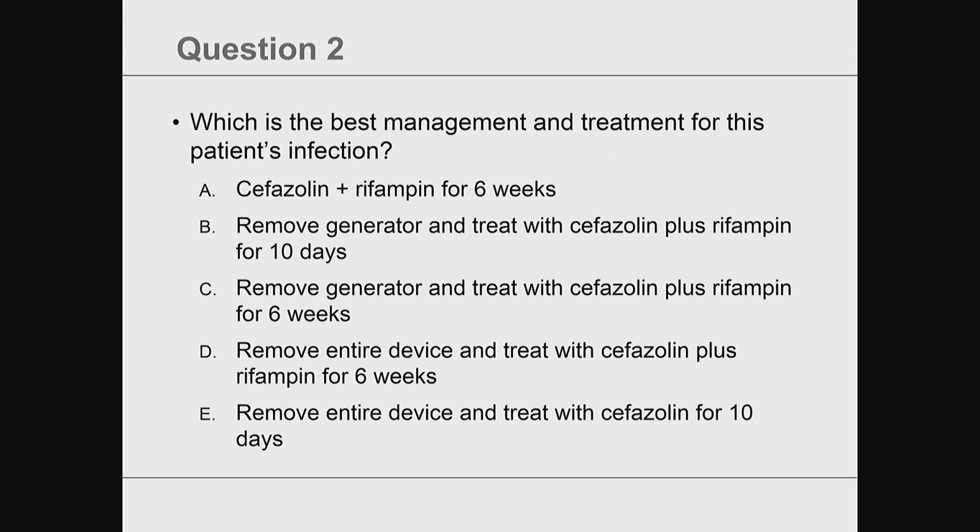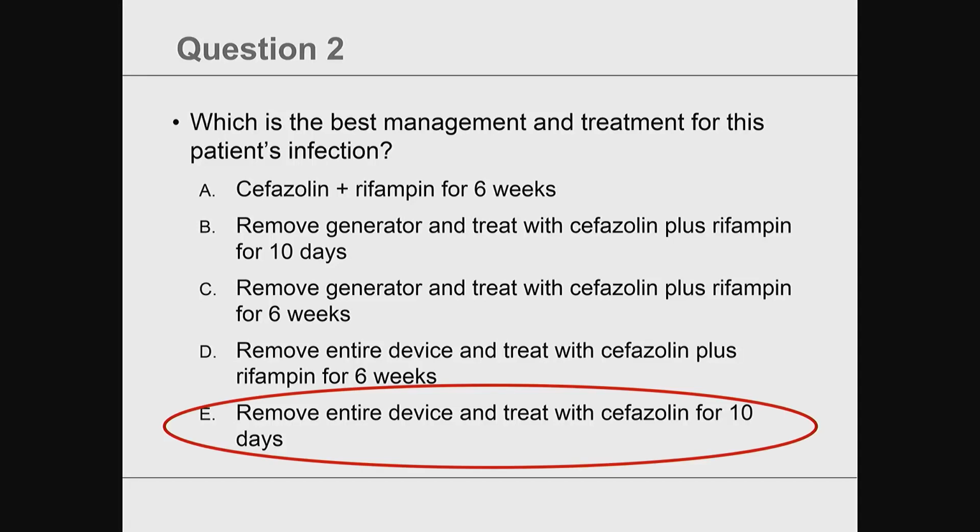A, cefazolin plus rifampin for 6 weeks. B, remove the generator and treat with cefazolin plus rifampin for 10 days. C, remove the generator and treat with cefazolin plus rifampin for 6 weeks. D, remove the entire device and treat with cefazolin plus rifampin for 6 weeks. E, remove the entire device and treat with cefazolin for 10 days. The answer is E, remove the entire device and treat with cefazolin for 10 days.